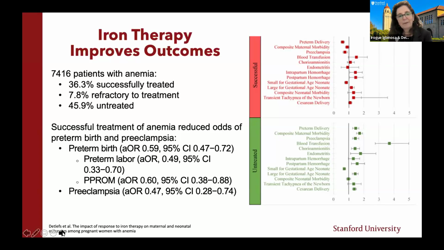Let's look now at what happened to the group who were successfully treated. Detlefs et al. showed that this group had a lot less preterm birth, about a 40% reduction in preterm birth overall. That was a combination of less preterm labor and less preterm premature rupture of membranes. So that's some pretty good, solid evidence of treatment actually being helpful. There was also a reduction in preeclampsia. We work so hard to reduce that, and here it is, and others have shown something similar.